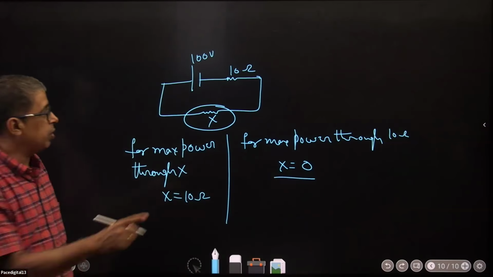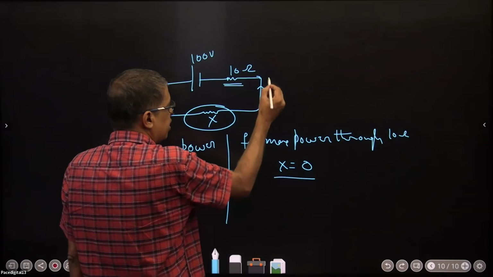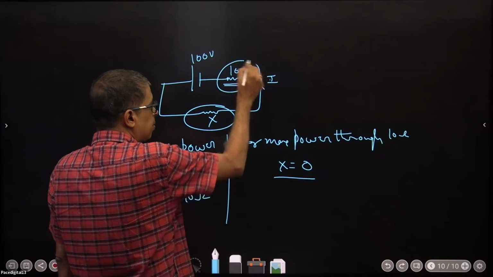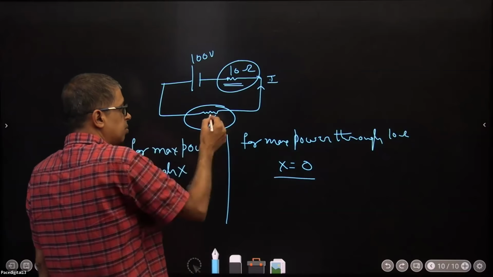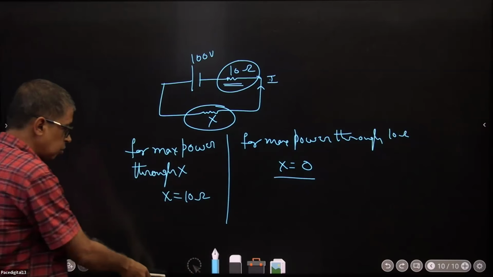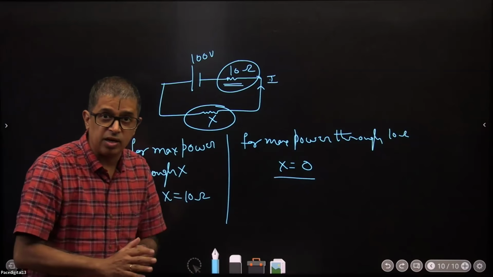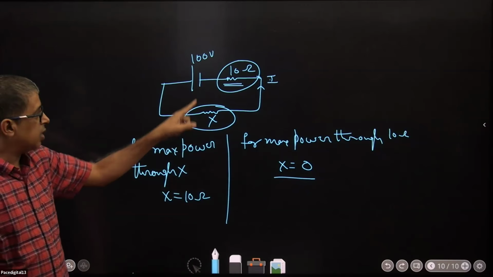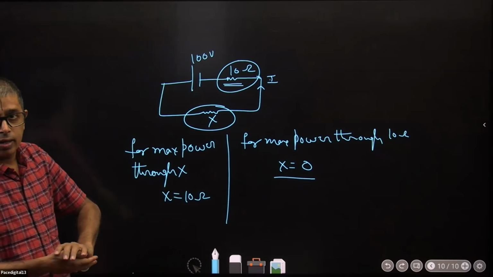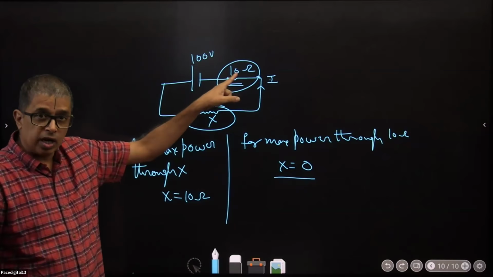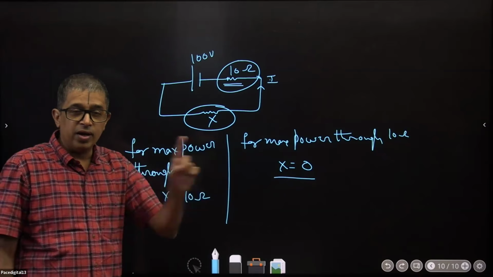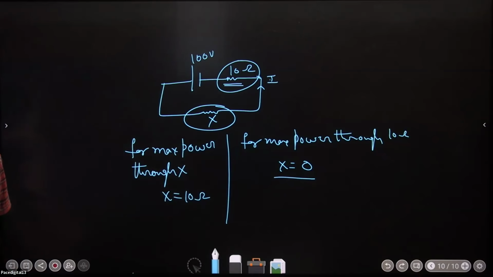Be clear about it. If the resistance is already fixed, I squared R will be the power through this. I will be maximum when X is 0. So please verify which they are asking for. Maximum power through the variable X, X will be equal to 10. Maximum power through 10 ohms, X will be equal to 0. The difference should be very clear. Don't misinterpret the maximum power transfer theorem.